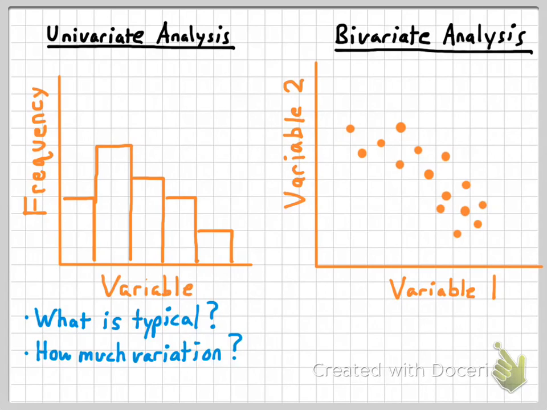Now, those variables could be height and weight. It could be hours spent studying and test scores. It could be age and IQ scores, something like that. Okay, we're comparing two different variables, and our focus is a little bit different. We still might care what a typical value is for each of these variables and how much they vary, but what we're really concerned about with bivariate analysis is whether there's a correlation.